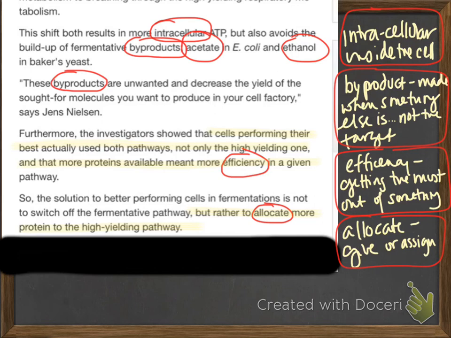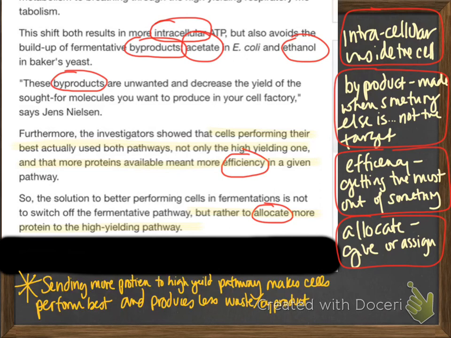Cells performing their best used both pathways. More proteins available meant more efficiency in a given pathway. Solution to better performing cells is to allocate more protein to the high-yielding pathway. Let's write a summary. Okay, so what I'm going to say the summary for this chunk is, sending more protein to the high-yielding pathway makes cells perform better and produces less waste or byproduct.